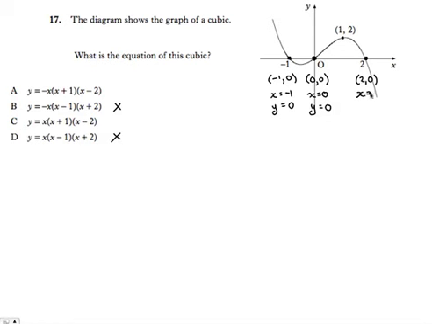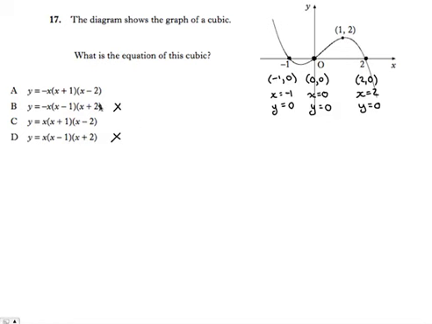X equals 2, y equals 0. So let's substitute x equals 2 in here. Get minus 2, 3, 0. So when we multiply these three values, we certainly do get 0. So that's a potential formula for this curve.